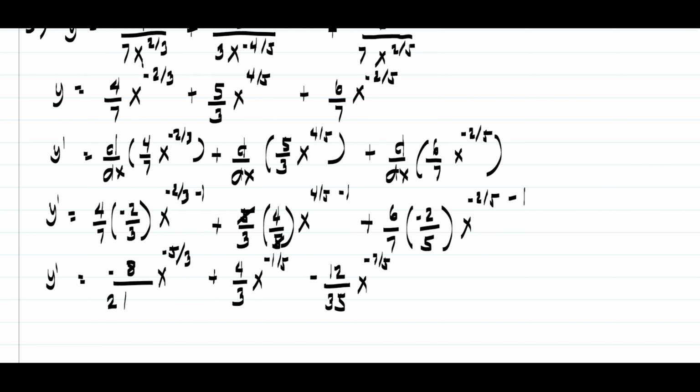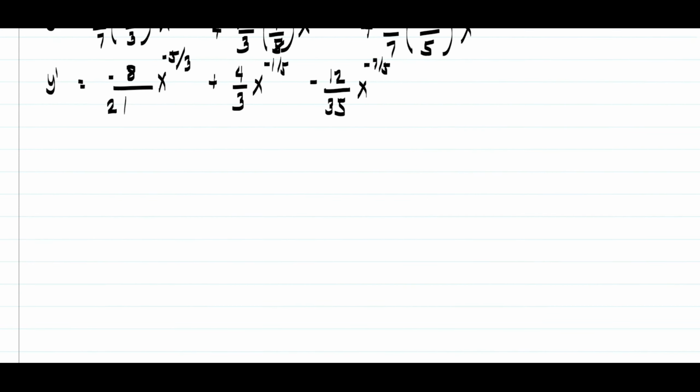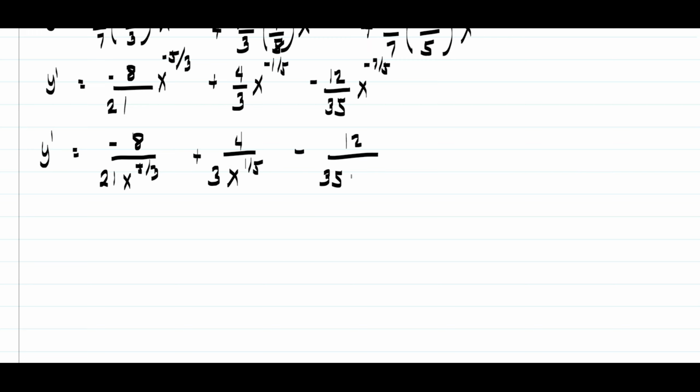So to simplify this one, let us have y prime, and since we have a negative sign on the exponent, we can get the reciprocal of this one. So this will give us negative 8 over 21 x raised to 5 over 3. And then we have 4 over 3 x raised to 1 over 5 minus 12 over 35 x raised to 7 over 5. And let us convert this one into radical form.